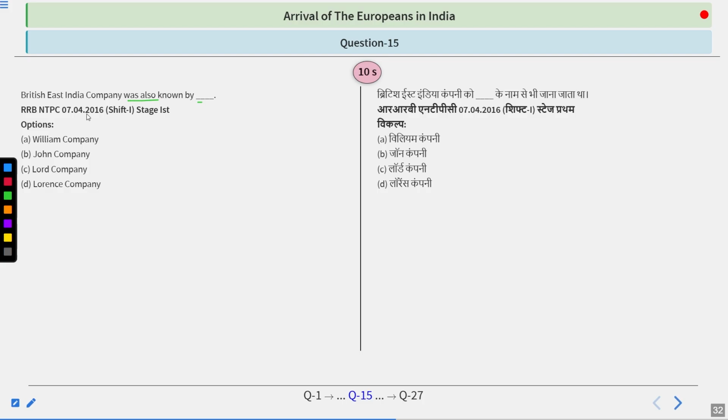British East India Company was also known by ___: William Company, John Company, Lord Company, or Lawrence Company. Try to find out the answer.